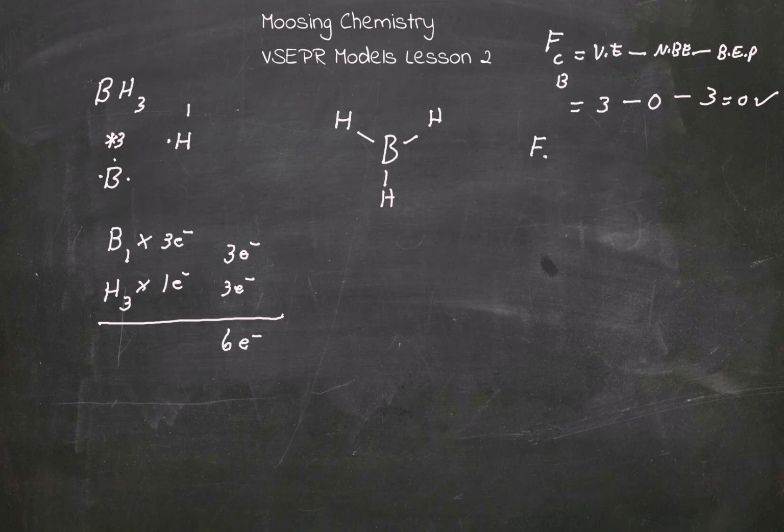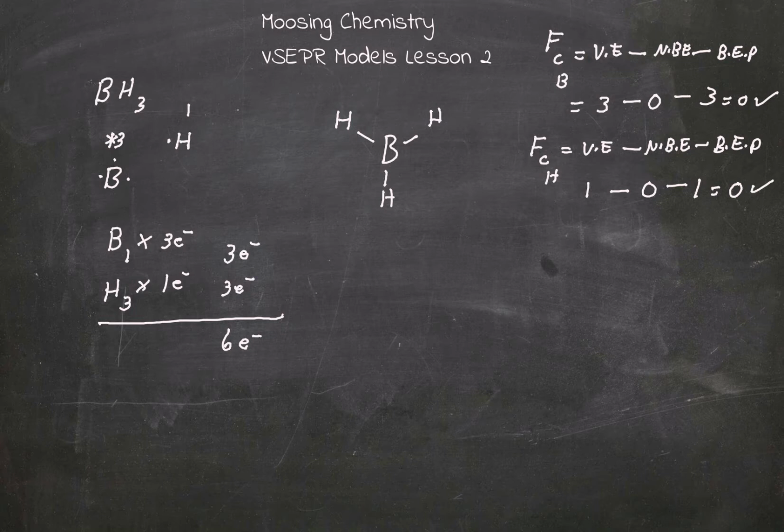Now we don't have to do all the hydrogen formal charges because they all look the same. So we do valence electrons again, minus non-bonding electrons, minus bonding electron pairs. Hydrogen comes in with 1 valence electron. All the electrons are being bonded, so we have 0 non-bonding electrons and we have 1 bonding pair, which we can see right there. And that gives us a total of 0 also. So this is the best possible structure.